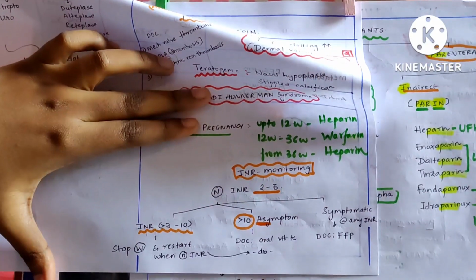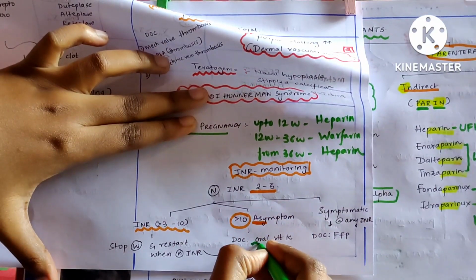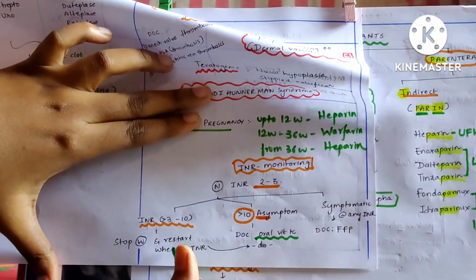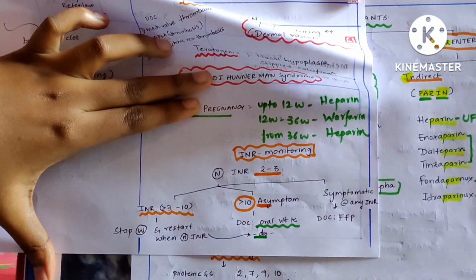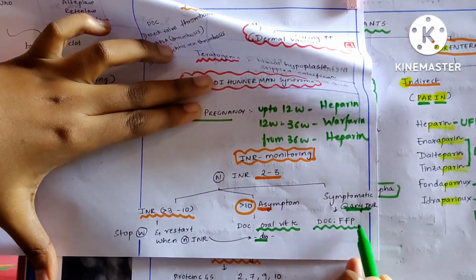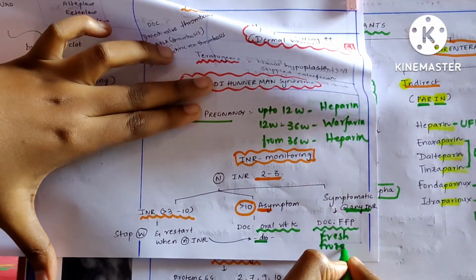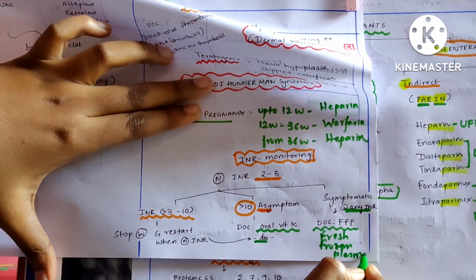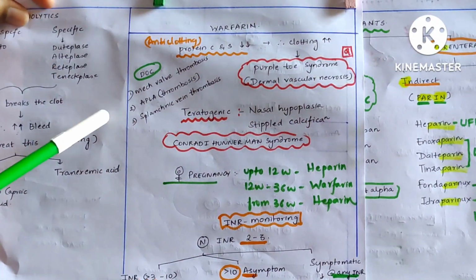When it is greater than 10 and the patient is asymptomatic, that is there are no features of bleeding, no gum bleeding or something like that, then the drug of choice is oral vitamin K, and we need to stop warfarin and restart when the INR is normal, same as the first case. But when the patient is symptomatic, there are features of bleeding at any INR. It might even be a normal INR or abnormal INR. If the patient is symptomatic, just start fresh frozen plasma. So the drug of choice is fresh frozen plasma.